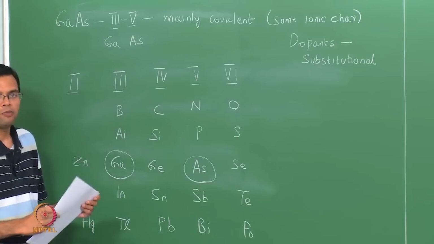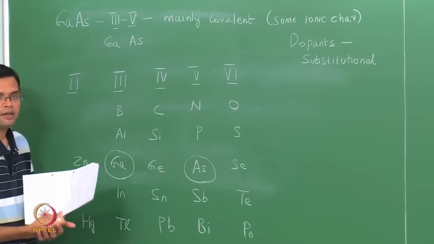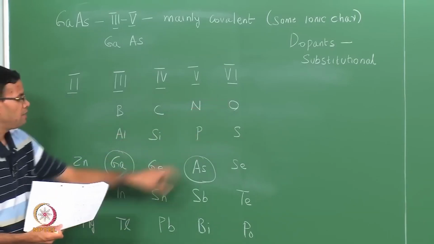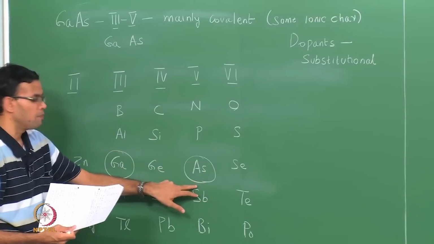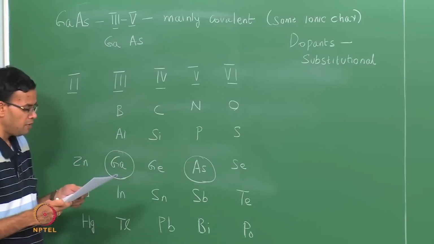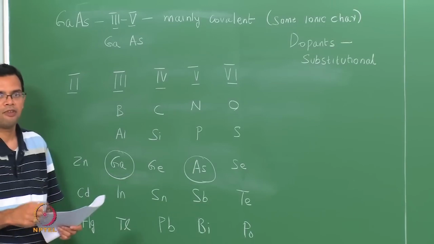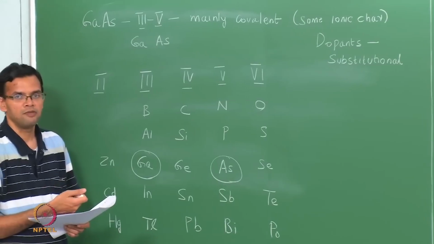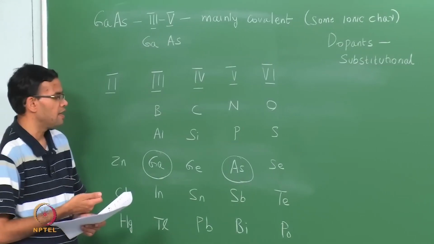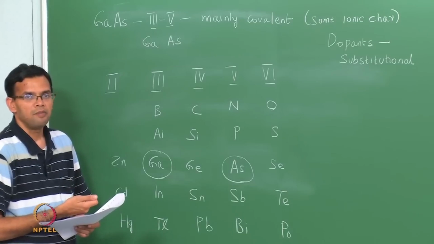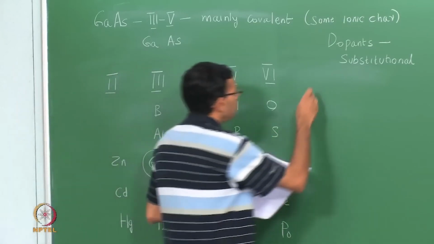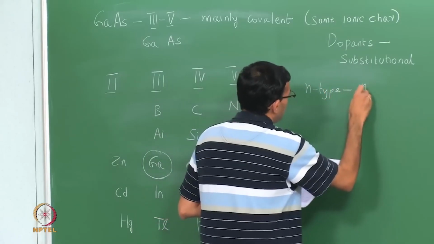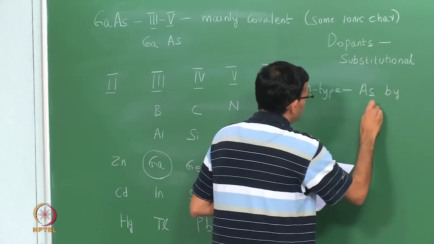So, let us say I want to make an n type gallium arsenide. I would typically choose elements from group 6 because these elements have one more electron as compared to arsenic. So, if an element from group 6 replaces arsenic, we will have one extra electron, and if this extra electron is in a shallow state, if it is easily ionizable, it can get ionized to the conduction band and be available for conduction. So, to form n type, we are going to replace arsenic by group 6.